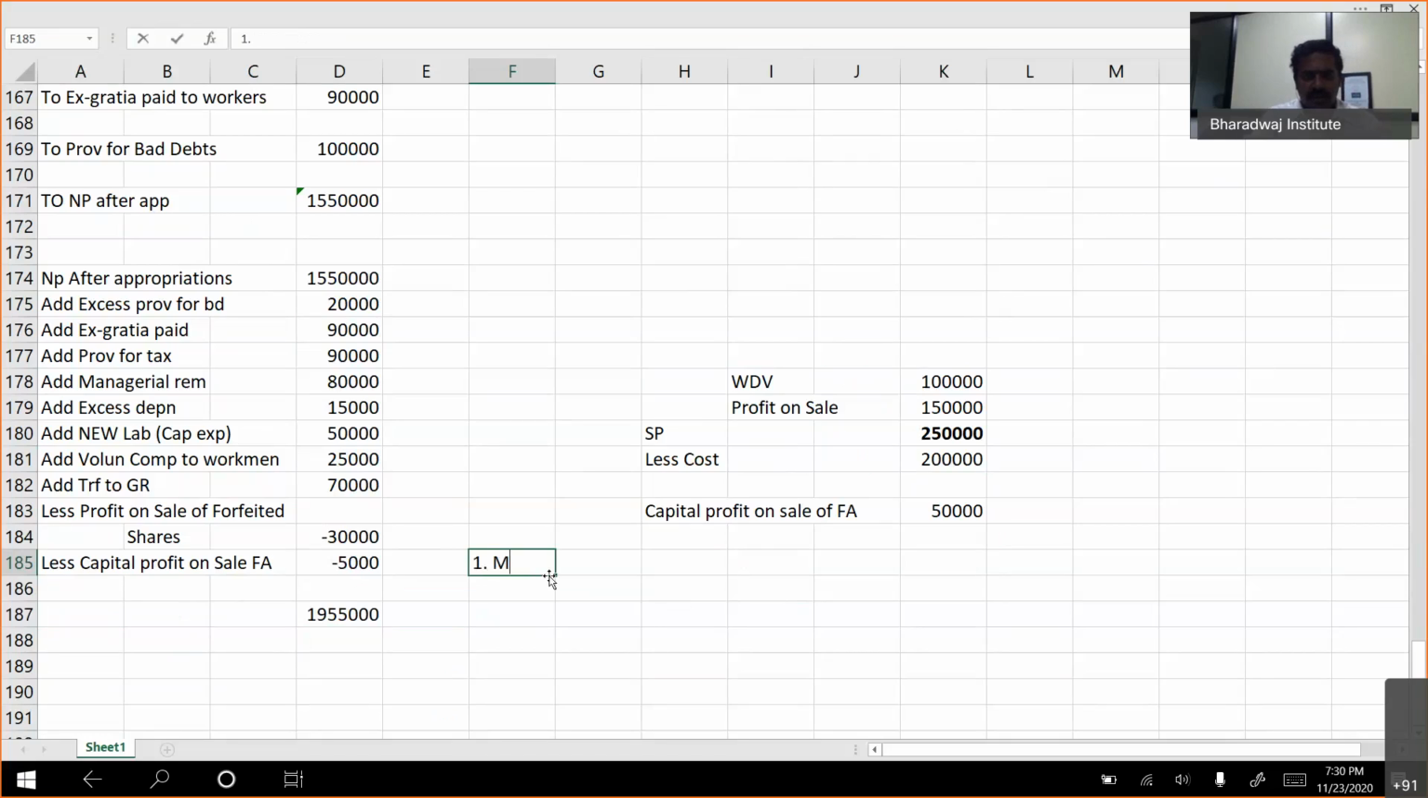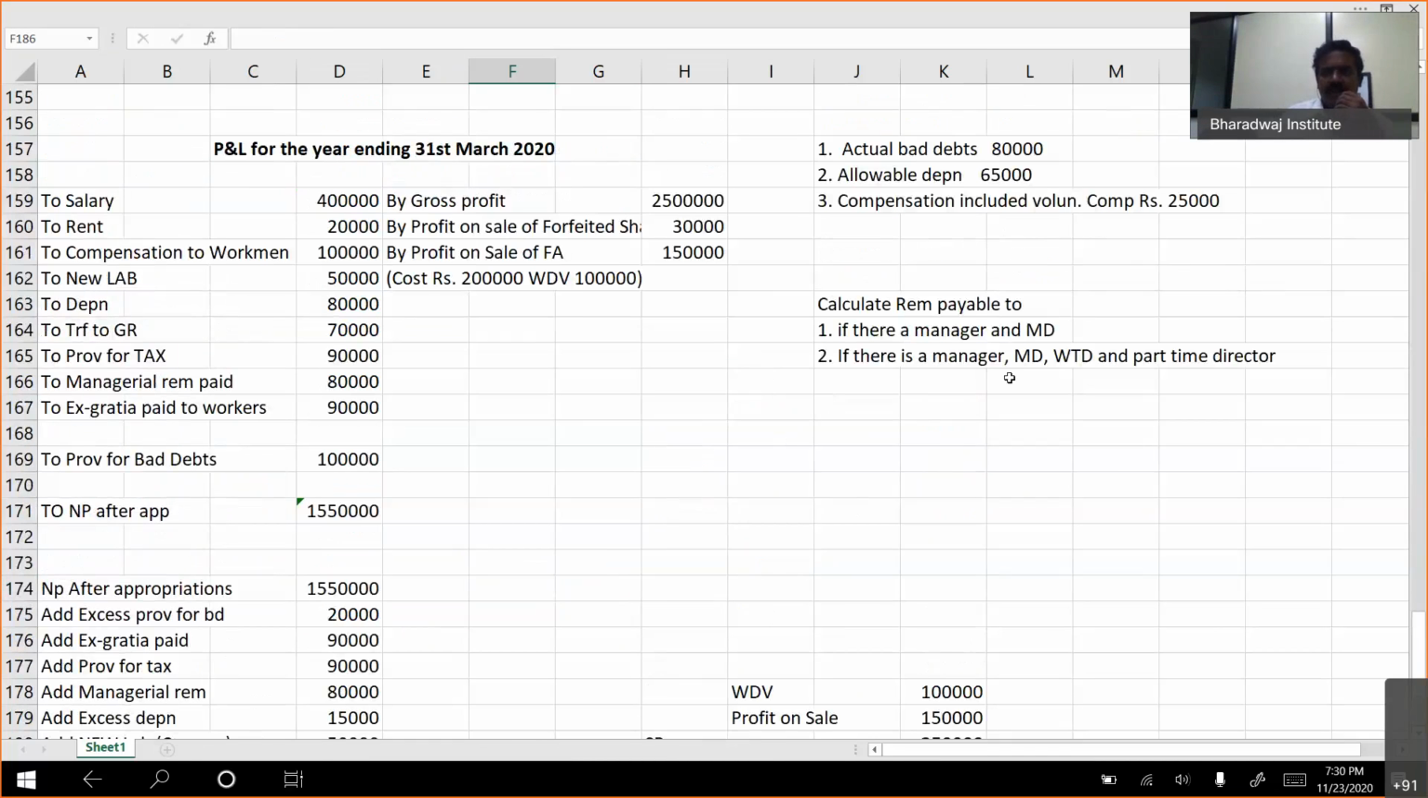Case 1, for manager, there is a manager only. How much do you have to pay? There is a manager, 5%, so this into 5%. Second, if you look at the second case: manager 5%, MD 5%, whole-time director 5%, part-time director 1%. That is 5 plus 5 plus 5 plus 1, it will come to 16% if we add individually.